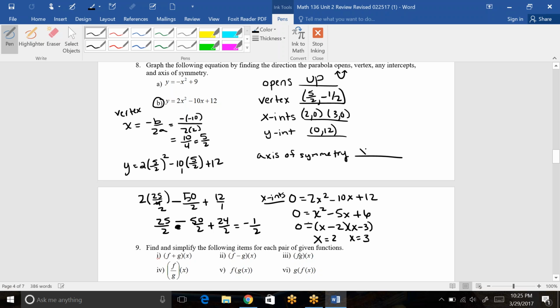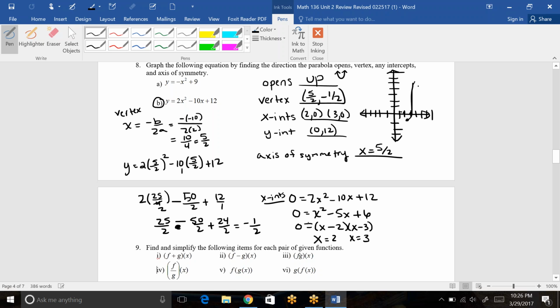The axis of symmetry is always the x part of your vertex. So x equals that. So if I go to graph this real quick, I'm obviously not going to graph that y-intercept since it's pretty large, but I'll graph all of the other points. So 5/2 is about 2.5 and then down a half. So there's that point. That's my vertex. 2 and 3 are both my x-intercepts.